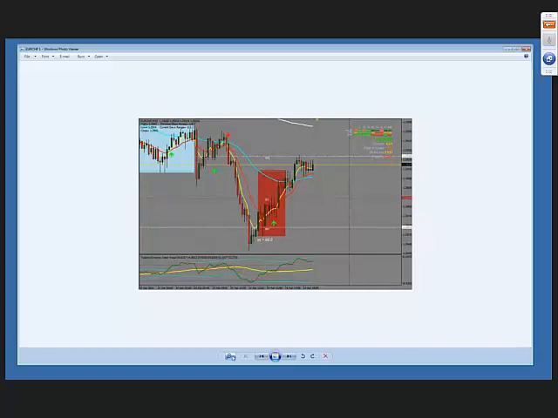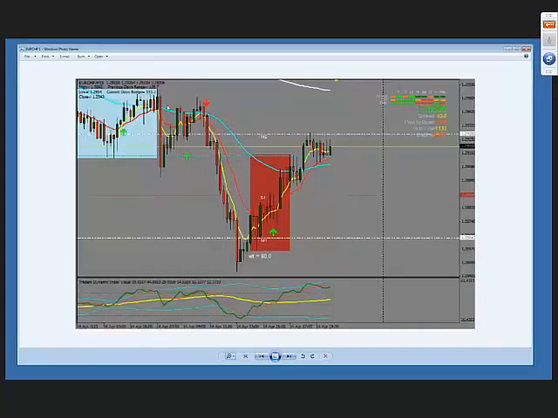Here's our next example. Okay, we see it had some crazy activity out of the Asian session here. Kind of dropped down, came back up. Had a nice drop here. We'll see if there's a trade in this one.